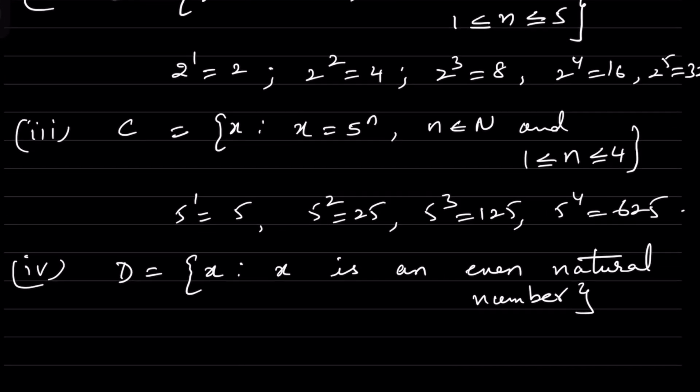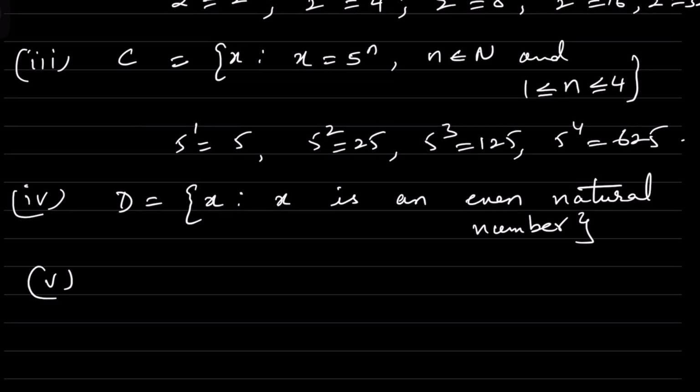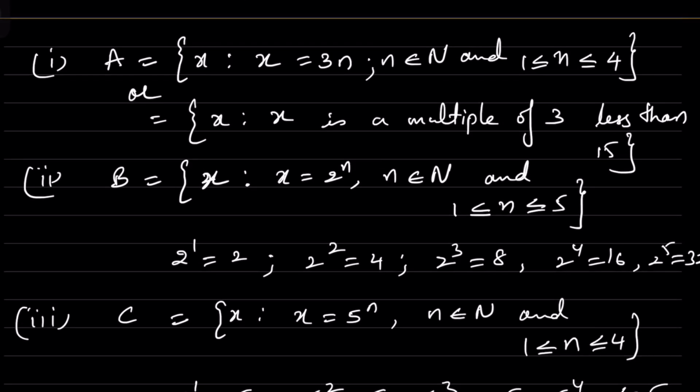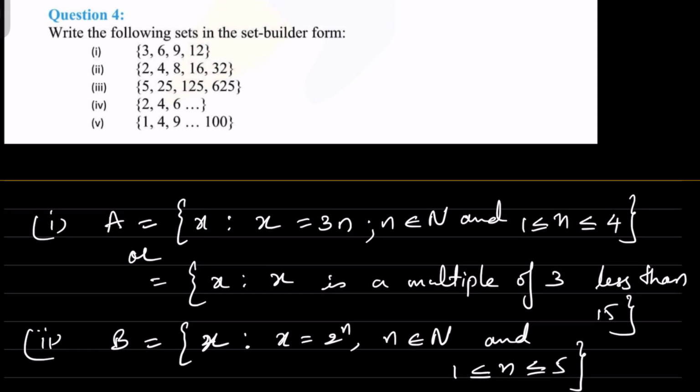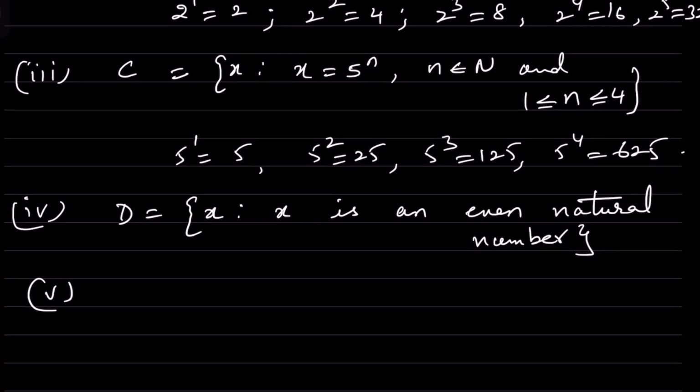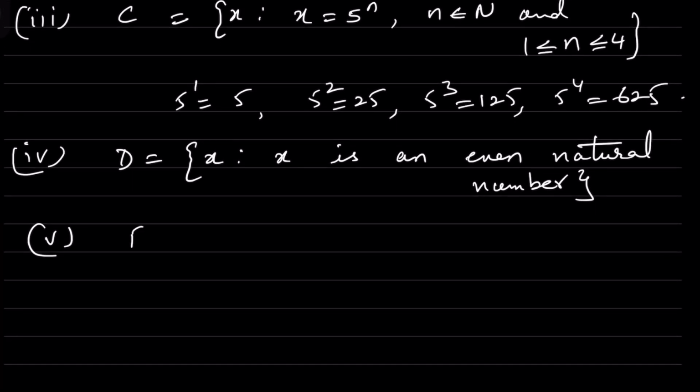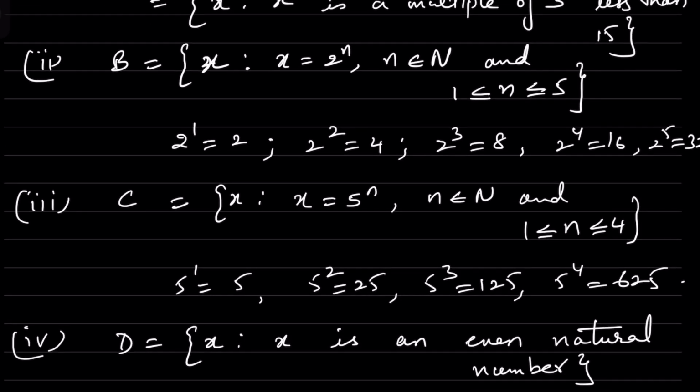Next, fifth one. What's the fifth one? We'll see. Fifth one, it's given as 1, 4, 9. Perfect squares are given. That is 1 square. So you can name this as E, which is equal to, you can write this as the set of all x such that x is equal to n square, and what is the last number which we are having? 100. So it is 10 square.